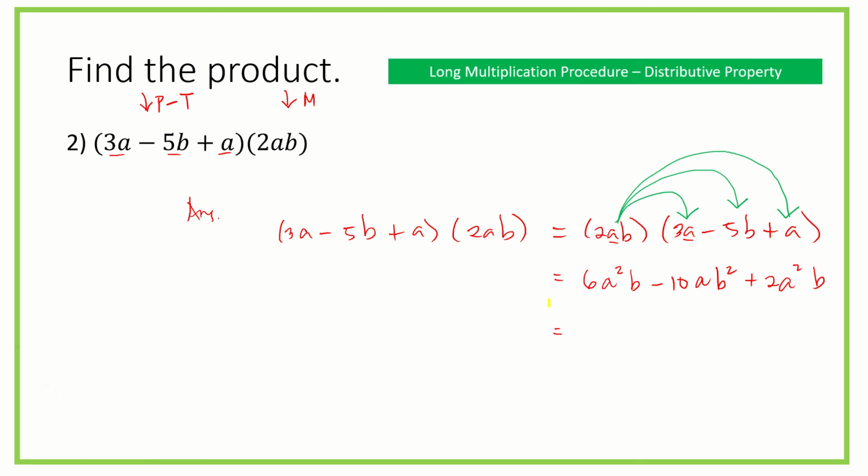And notice that these terms are like terms because their literal coefficients are both a squared b. So that means you can simply combine the coefficients 6 and 2. 6 plus 2 is 8. Then copy the common literal coefficient a squared b. Then the other one here, just copy it. And this is our answer.